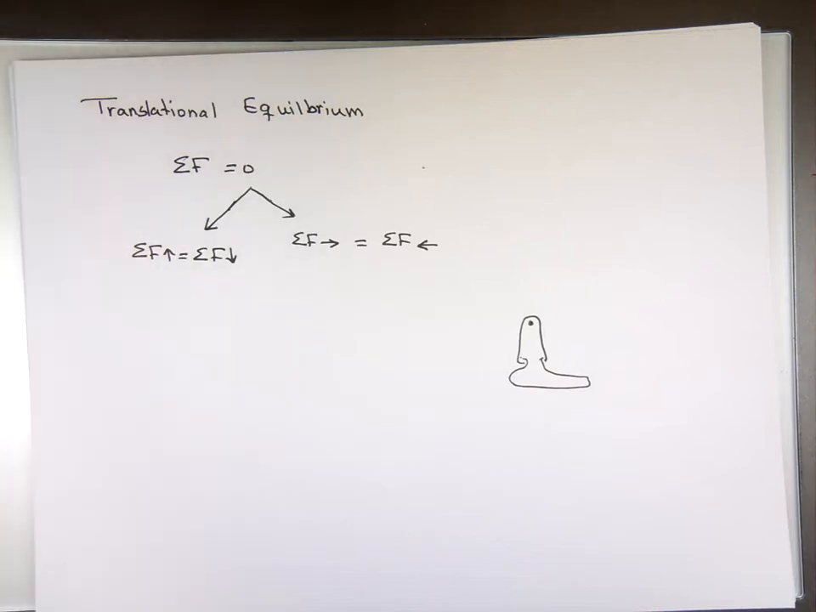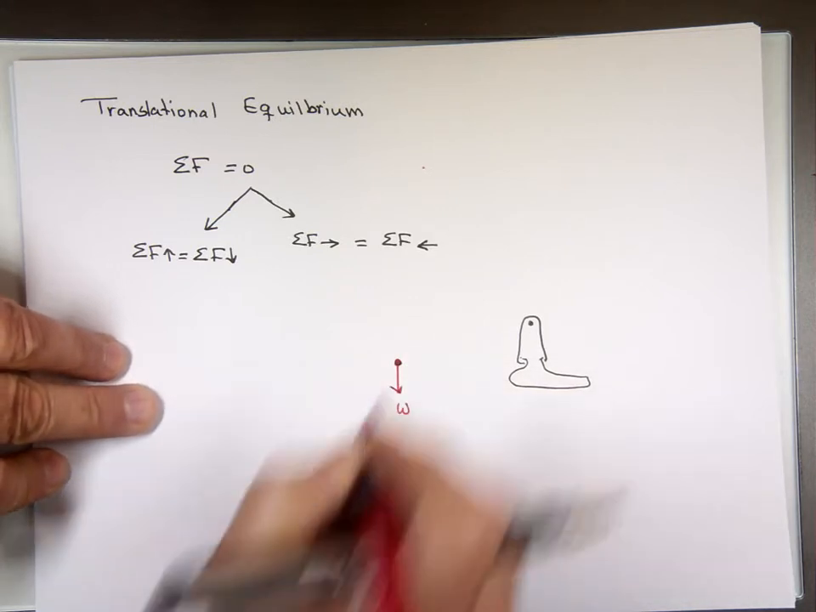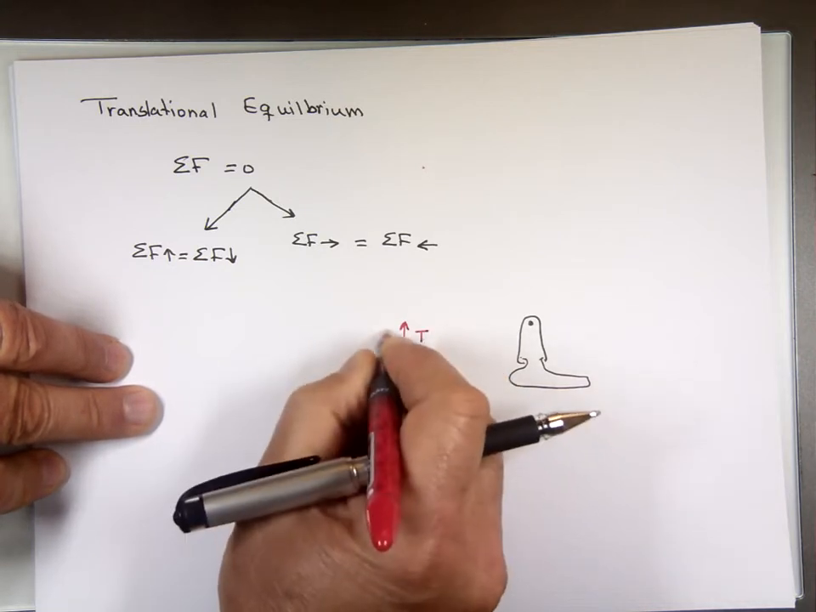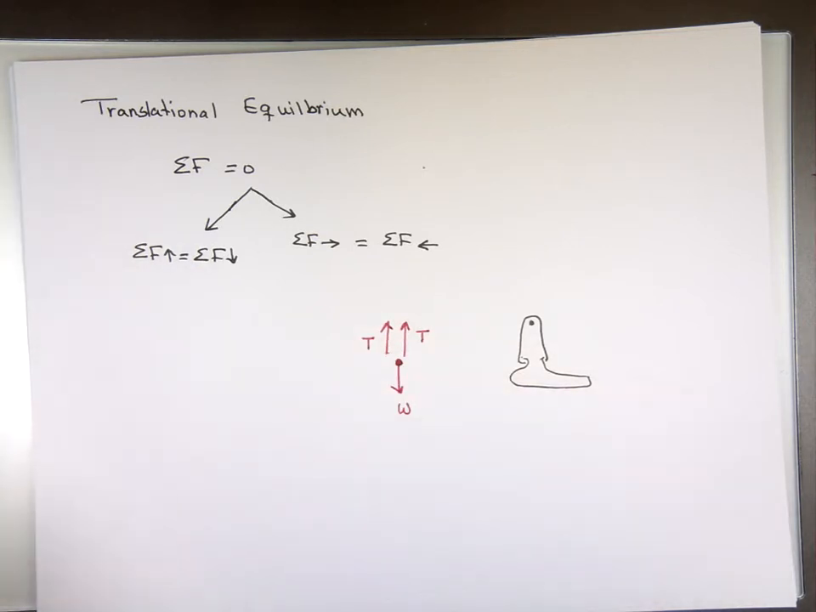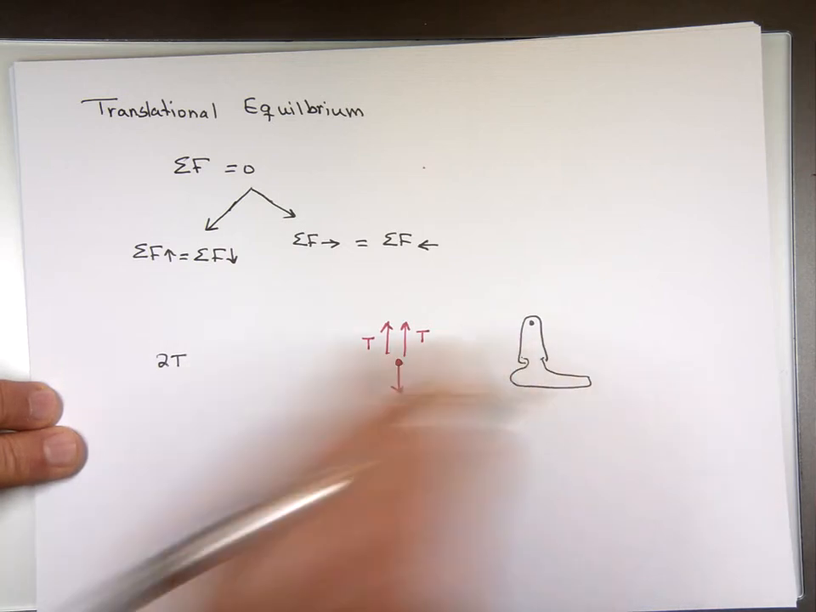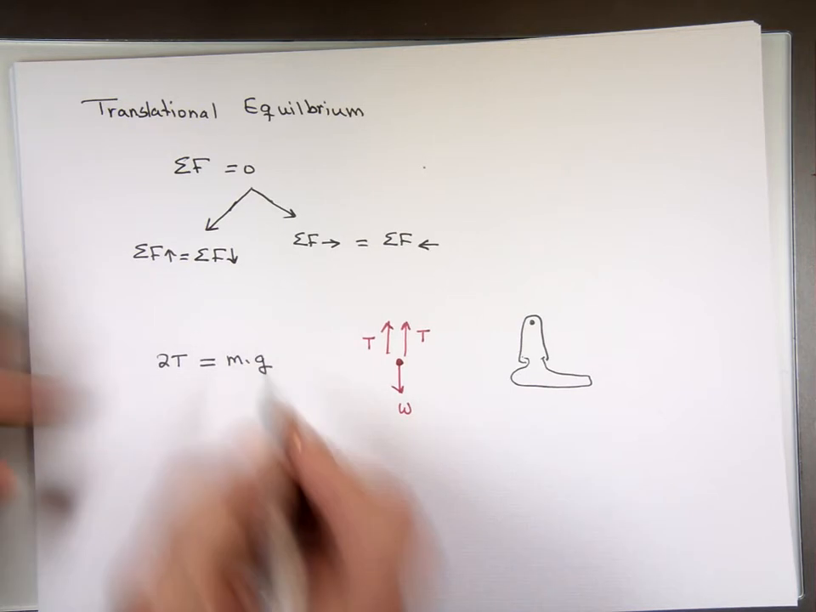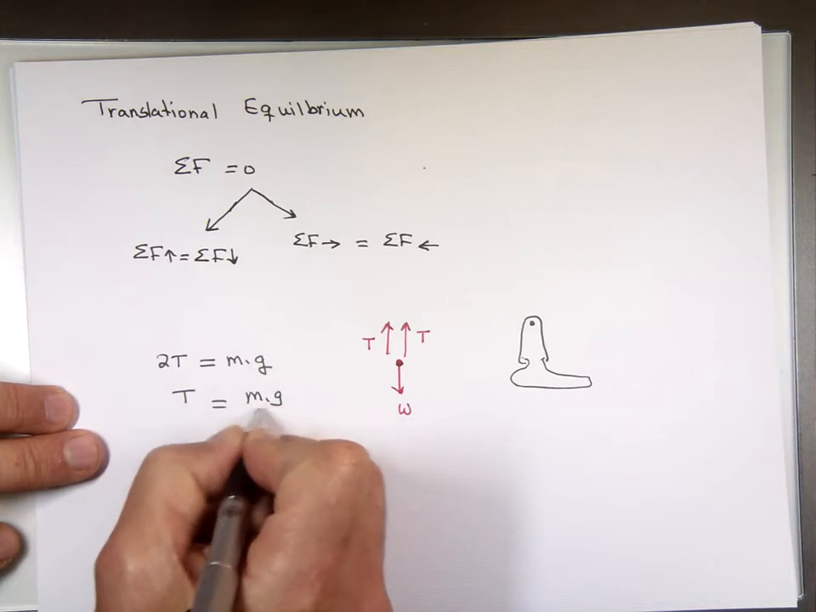Well, if you look at it, you only have the weight down, and you have the first shoelace pulling upward and the second one pulling upward. It's the same shoelace, so the tension on them is going to be the same. All the forces pointing upward, which is twice T, should equal all the force pointing down, which is the weight, mass times gravity. So each tension equals mass times gravity over 2.